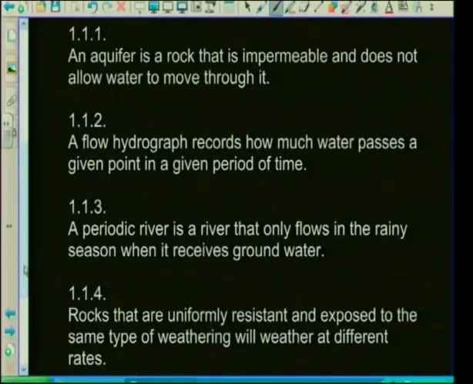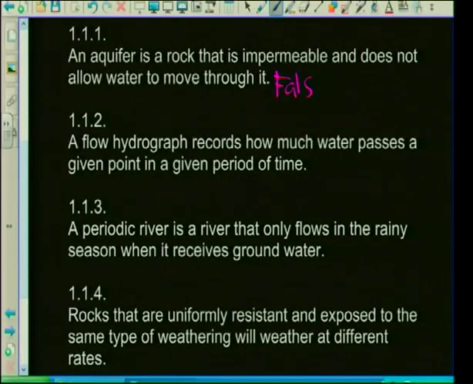So the first one that we are going to look at is question 1.1.1, and we are looking for true or false answers over here. The first question says, an aquifer is a rock that is impermeable and does not allow water to move through it. Now, an aquifer is actually a permeable rock and does allow a whole lot of water to move through it. So this first question is actually false. Okay, so an aquifer is permeable. The word permeable implies that it allows water to move through that rock structure.